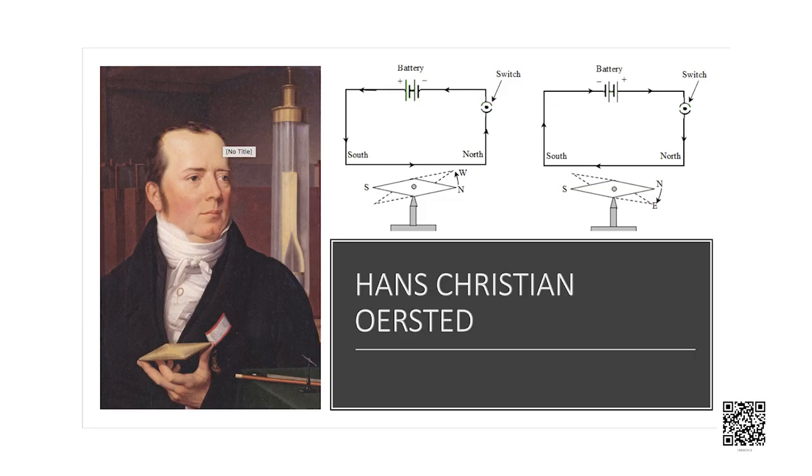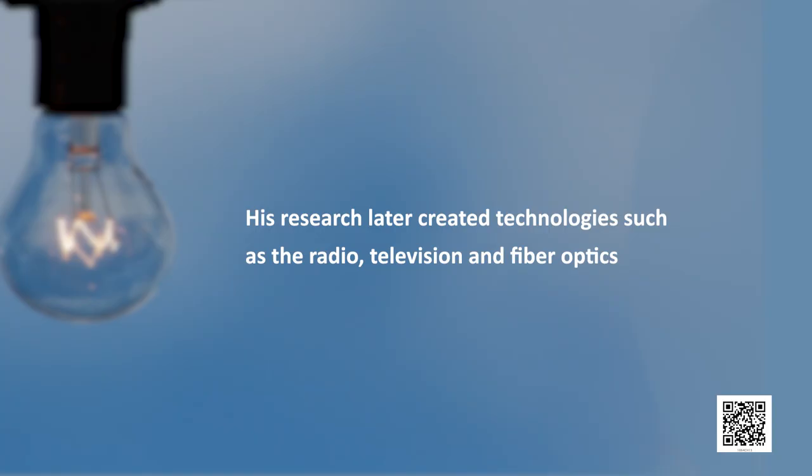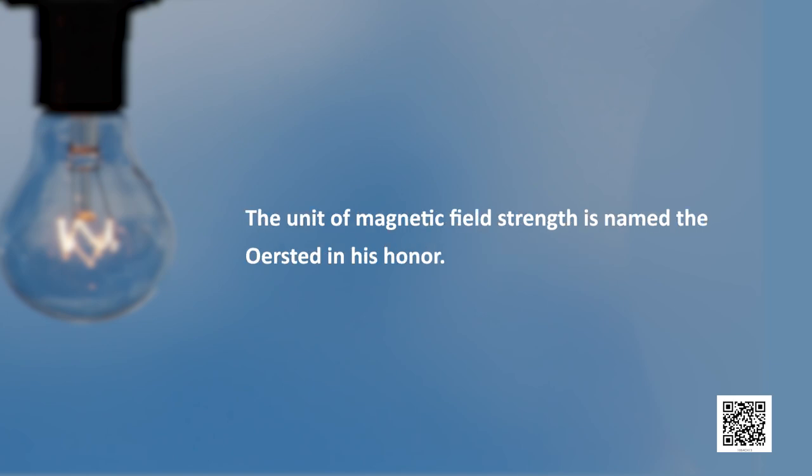This relationship between electricity and magnetism was studied by Hans Christian Oersted. In 1820, he accidentally discovered that a compass needle got deflected when an electric current was passed through a metallic wire placed nearby. Through this observation, Oersted showed that electricity and magnetism were related phenomena. His research later created technologies such as radio, television, and fiber optics. The unit of magnetic field strength is named Oersted in his honor.